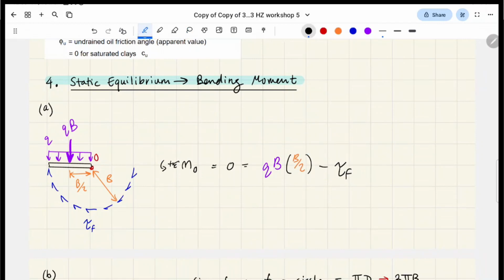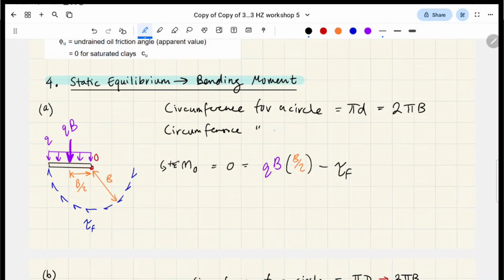So let's figure that out. We know that the circumference for a circle is pi d, right? That's from year 7. And then in terms of the radius, that would be 2 pi r, where our radius is also the same as our width for our footing, so we can call that b. So the circumference for a semicircle is just going to be pi d on 2. In other words, it's going to be pi b, okay? So that's going to be our arc length, right?